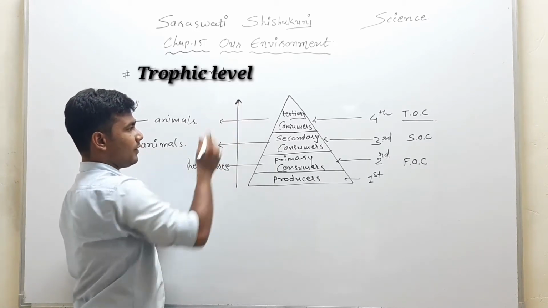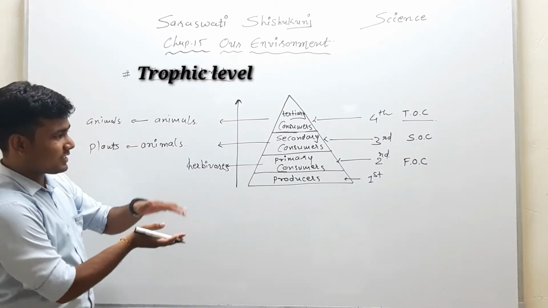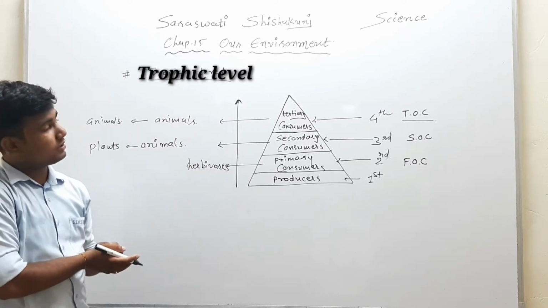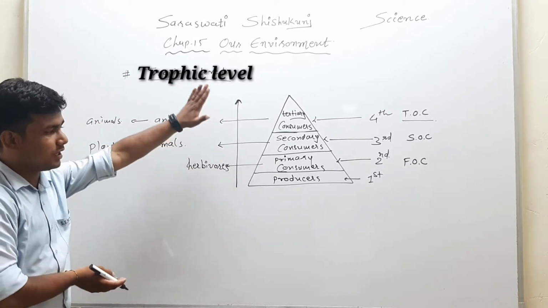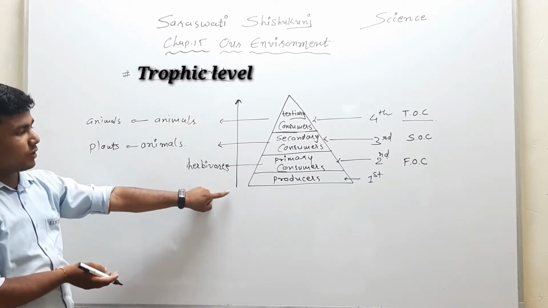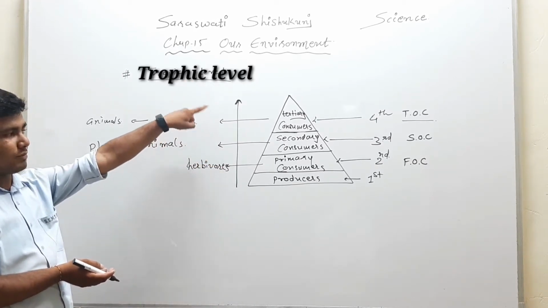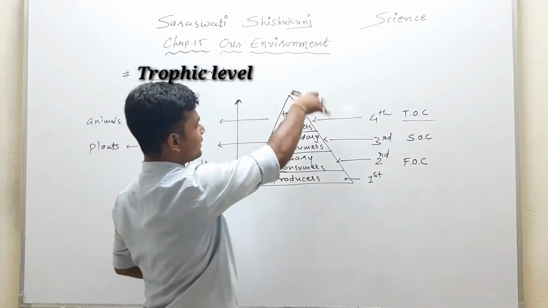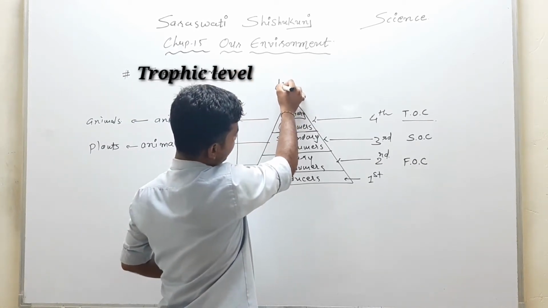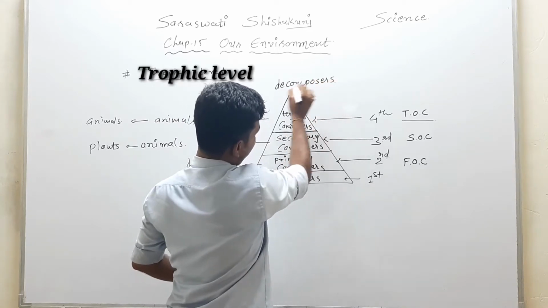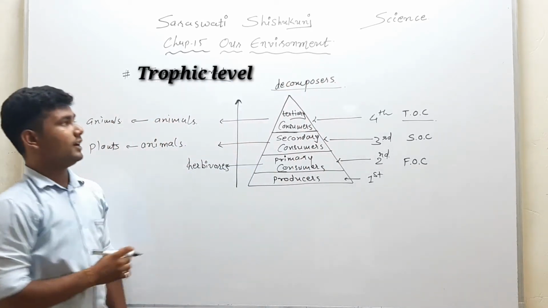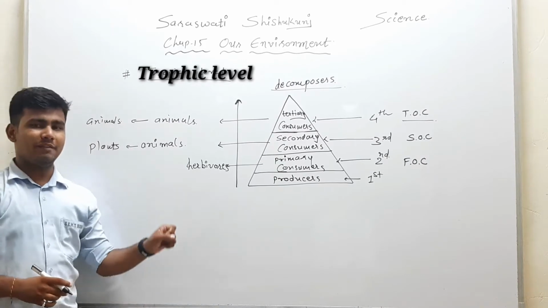So this way the energy flows from one stage to another in the food chain, and that is called trophic level. Hope you have understood the concept of trophic level, which always moves from producers to consumers, and at last the tertiary consumers will also get decomposed. After that we will have decomposers. So this way we can understand the concept of trophic level.